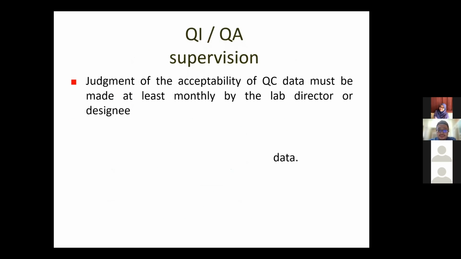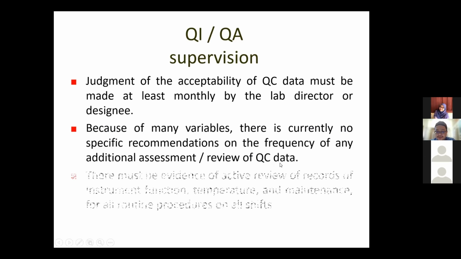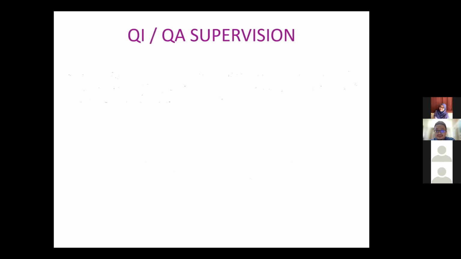Okay, so how do we do the QI, QA, quality improvement, quality assessment? Judgment of the acceptability of quality control data must be made at least monthly by the lab director or its deputies or designee. Yeah, this is of particular concern to many of you who become lab directors lah. Because of many variables, there is currently no specific recommendation on the frequency of any additional assessment or review of QC data. Okay. There must be evidence of active review of records of instrument function, temperature, and maintenance for all routine procedures on all shifts. These are under the responsibility of the directors.